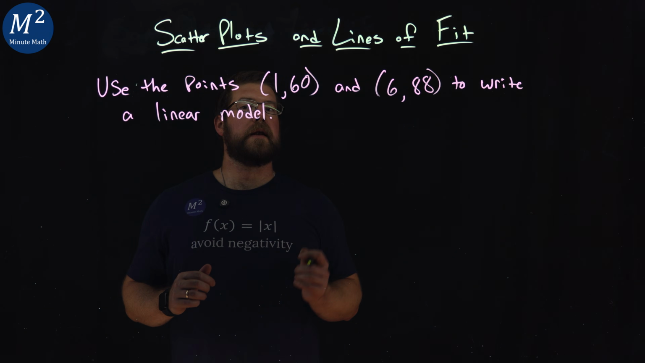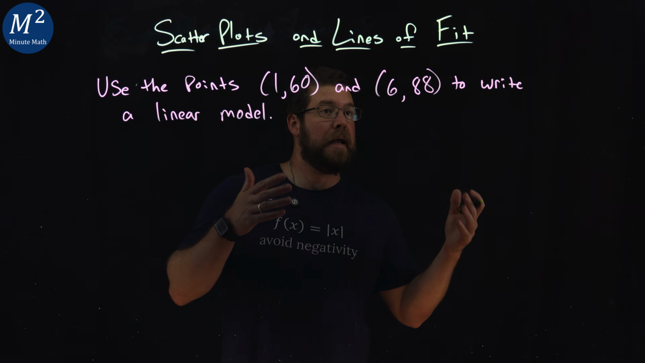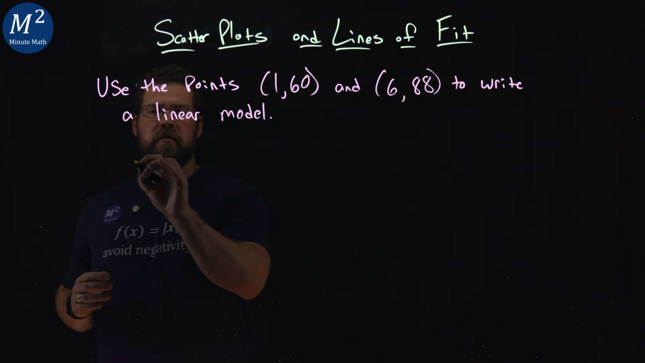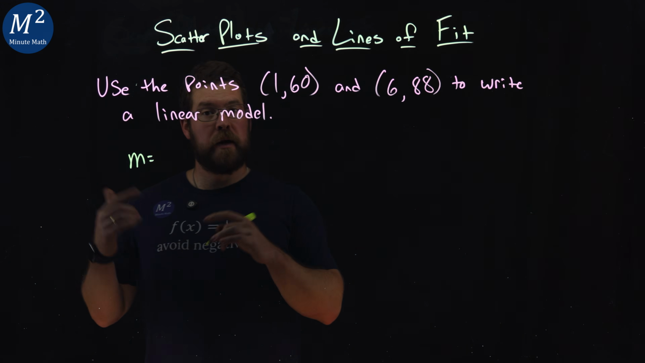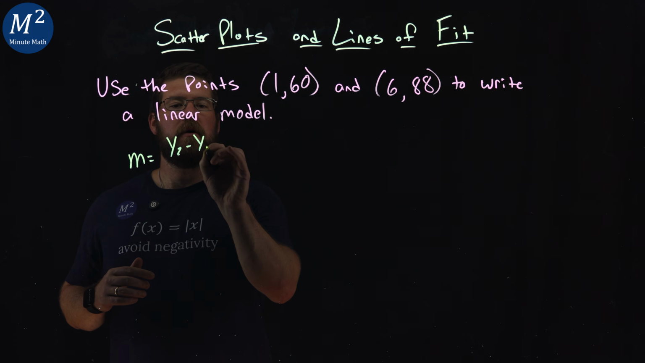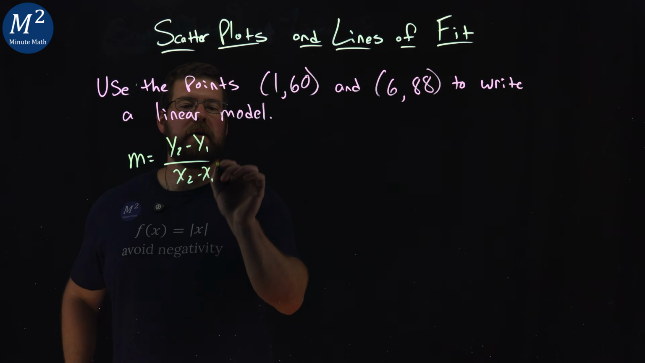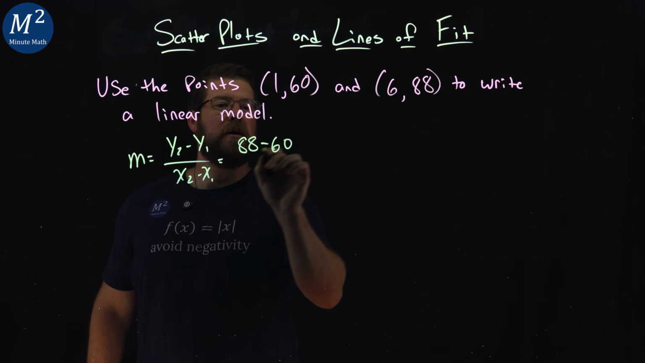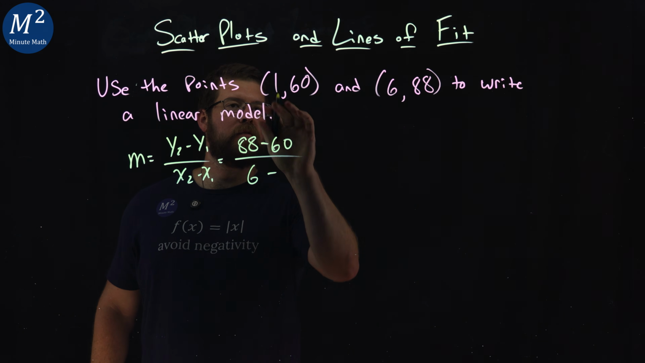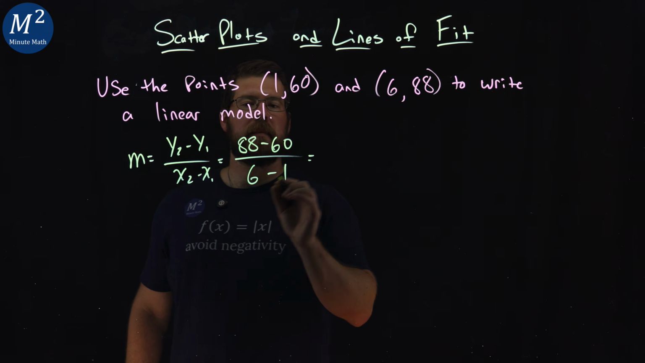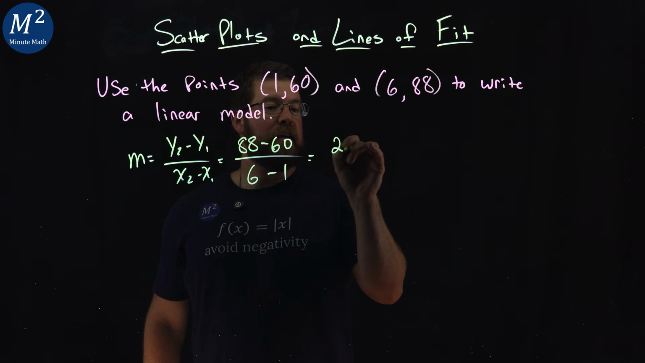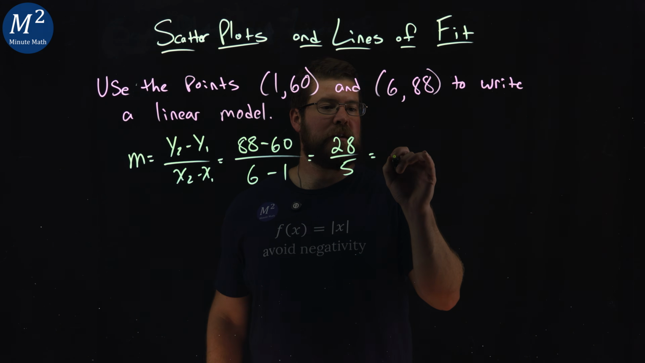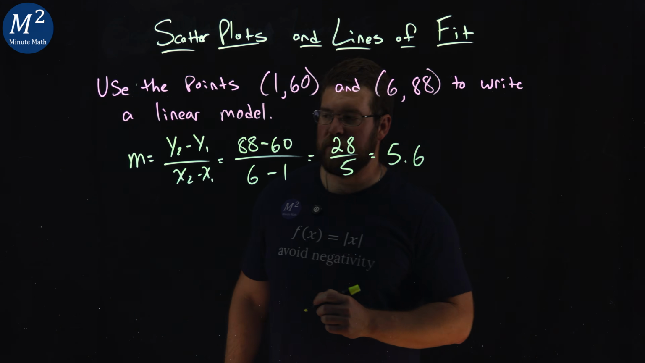Use the points (1, 60) and (6, 88) to write a linear model. Okay. Well, let's first find the slope between these 2 points. y2 minus y1 over x2 minus x1. y2 is 88 minus y1, 60, over x2, 6, minus x1, 1. 88 minus 60 is 28. 6 minus 1 is 5. And 28 over 5 comes out to be 5.6 as a decimal.